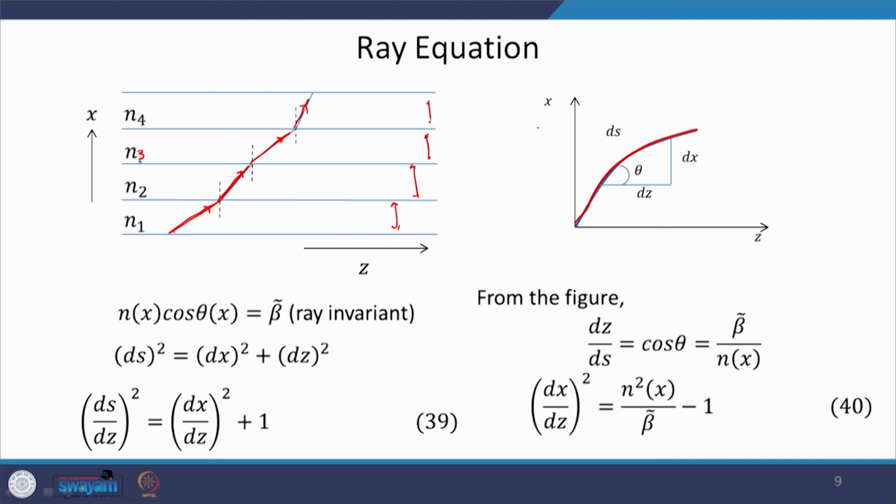Now, suppose in the vertical direction we have the x axis, and in the horizontal direction we have the z axis. Then a small element of the ray path may be represented by ds, and it will be slanted at angle theta with respect to the horizontal direction. Along the horizontal direction, the horizontal component would be dz and the vertical component would be dx of this length element ds.